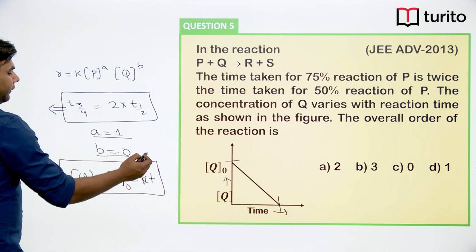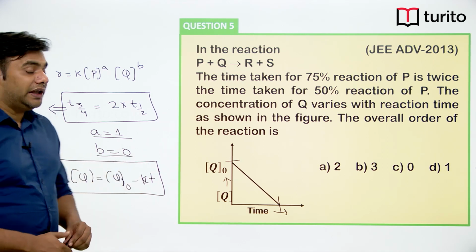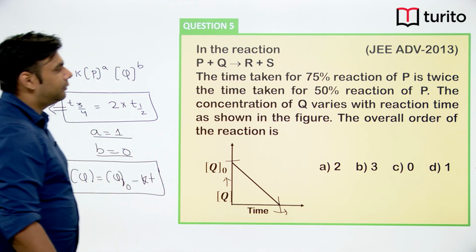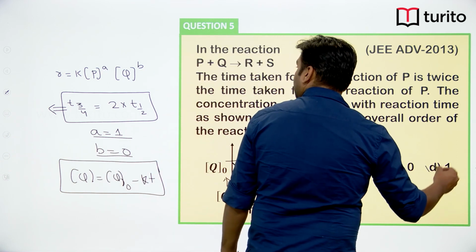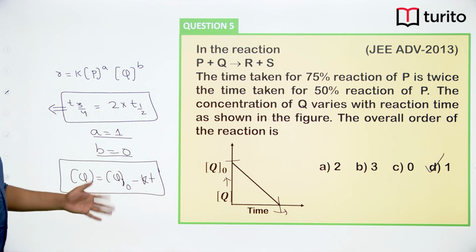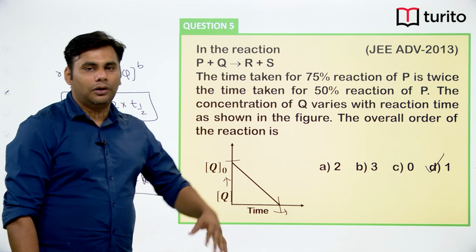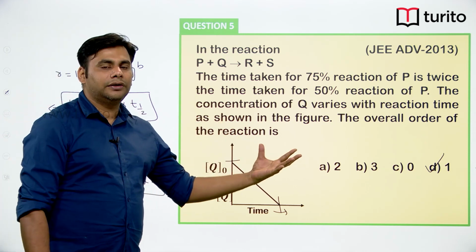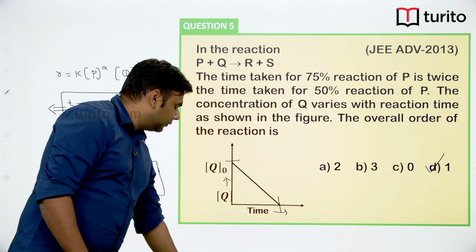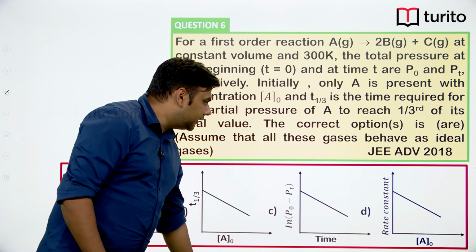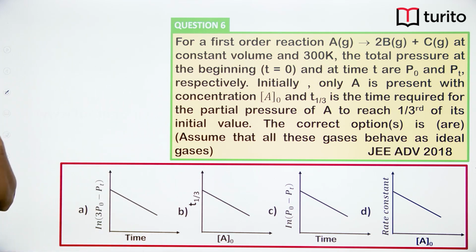So the order with respect to P is 1, and the order with respect to Q is 0. So the overall order is a plus b, that is 1. This is again a typical IIT question, not difficult at all, but if you have the right conclusions with you, then this is a very easy question. Now look at this question. This was in JEE Advanced 2018. Just read this question. This is again a graphical question.